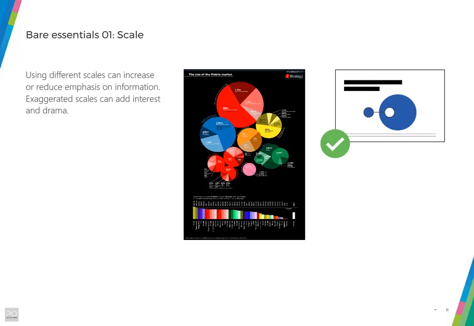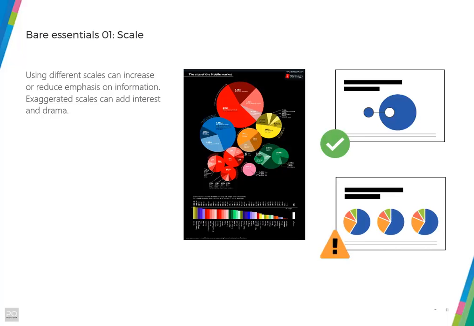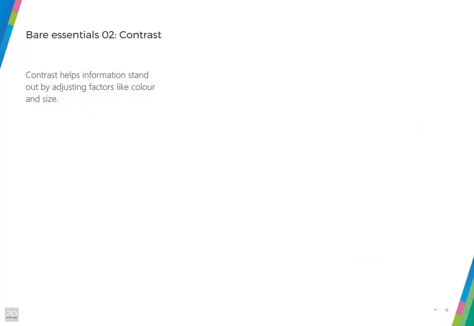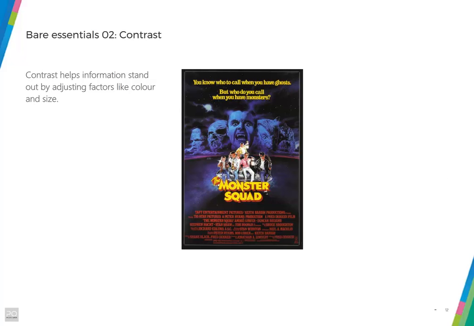Scale can be a powerful tool for conveying quantitative information, like comparisons between numbers. If you don't pay attention to scale, you can confuse or mislead the reader. Our second design bare essential is contrast. Contrast is used to make an element stand out by manipulating differences in colour, value, size, and other factors.